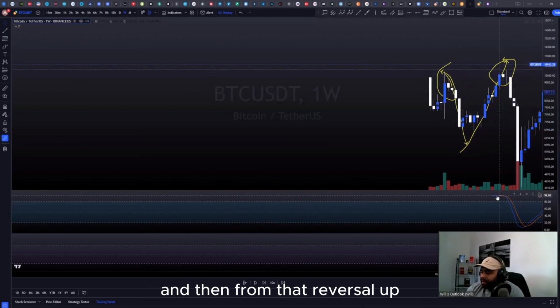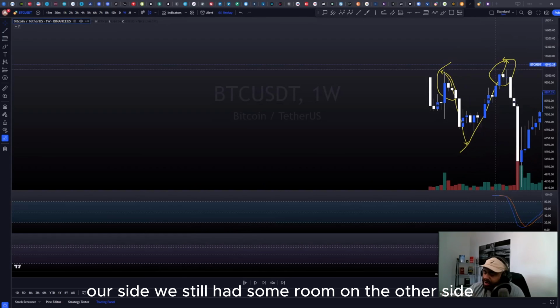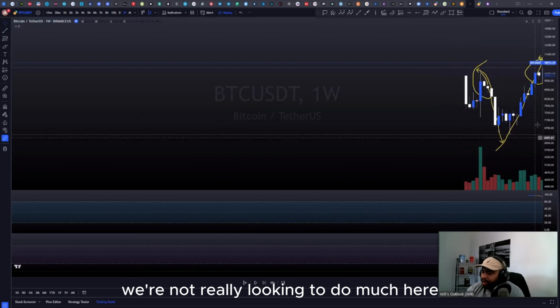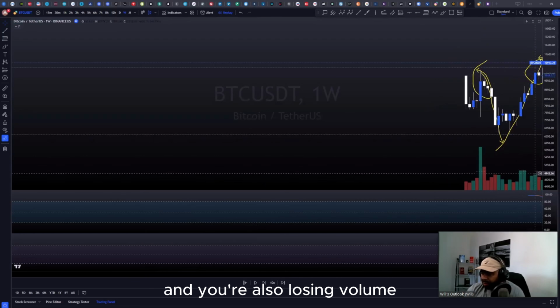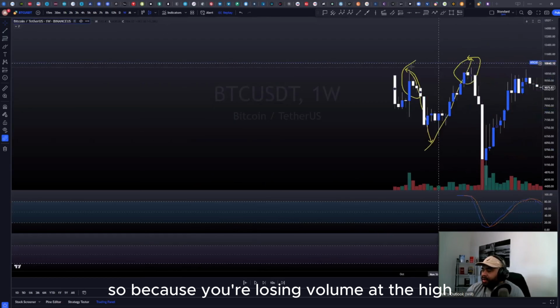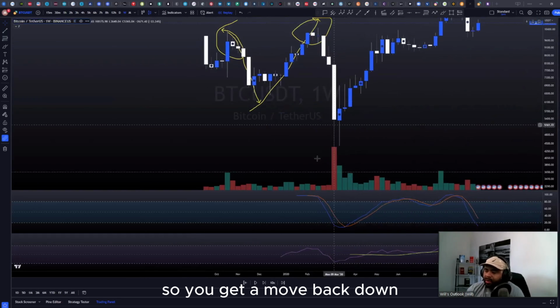And then from that reversal up, we ended up overbought from a stochastic standpoint. On RSI, we still had some room, but we started a V right here, right? You started to run sideways. That's telling you that we're not really looking to do much here. And you're also losing volume again at the high. Because you're losing volume at the high, what do you get? You get a big reversal move, right? So you're going to move back down.